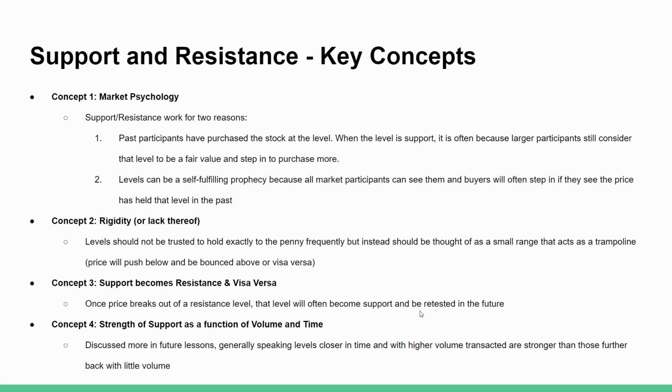And I'll explain that again in an example on following slides. The last concept is the strength of support and resistance is really a function of volume and time. This is going to be talked about mostly in future lessons because we haven't covered volume yet, but generally speaking, levels that are closer in time to you and have had a higher volume transacted at that level are stronger than those further back in time with very little volume. So with that, let's get into some examples.